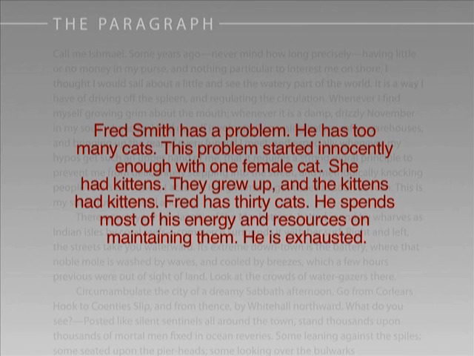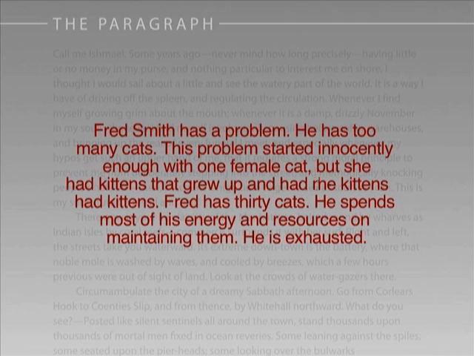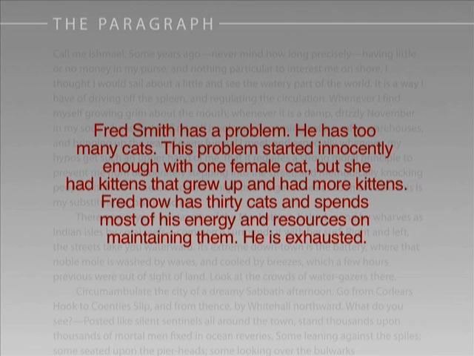This does sound more connected, but there are other things we can do to improve the coherence. One is combining sentences to join related ideas and make the less important information subordinate to the main points. Fred Smith has a problem. He has too many cats. This problem started innocently enough with one female cat, but she had kittens that grew up and had more kittens. Fred now has 30 cats and spends most of his energy and resources on maintaining them. He is exhausted. Note that I also added the transitional word now, and this is flowing pretty well.